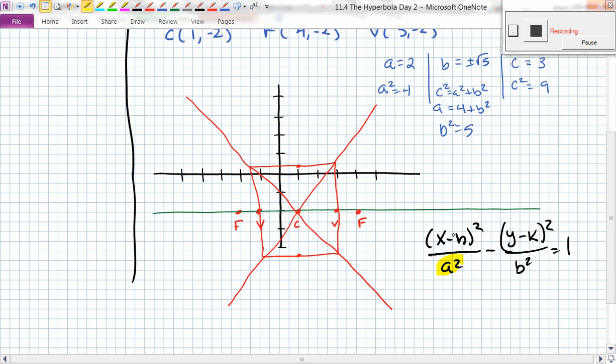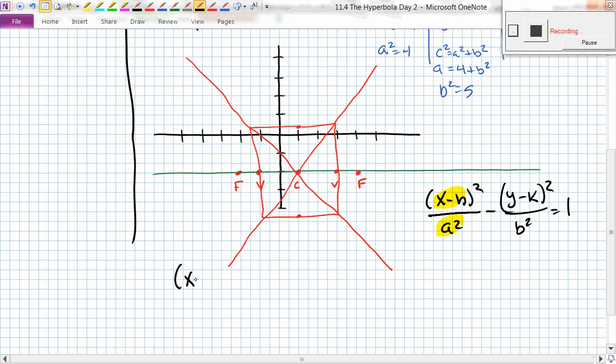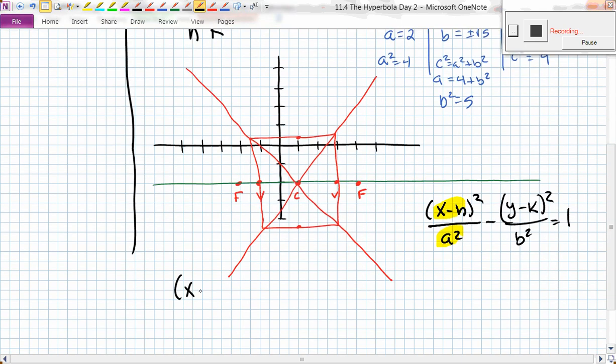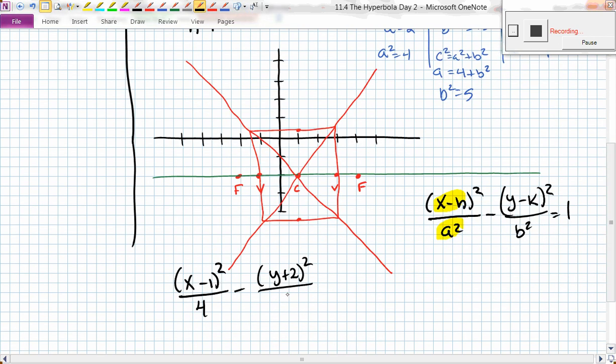Yeah, the a squared needs to be under the x, which is left and right. And that's the positive one. Okay, where is the center? Well, the center is located here, 1, negative 2, so that's the h and that's the k. So when I plug this in, I'm going to have x minus 1 squared over a squared, which is a value of 4, minus y plus 2 squared over b squared, which is a value of 5, is equal to 1. And that is our equation.